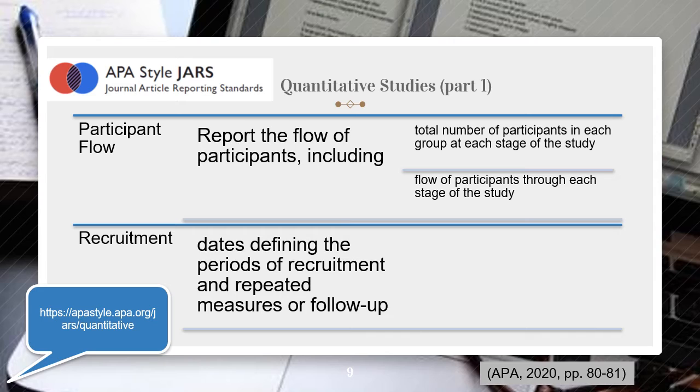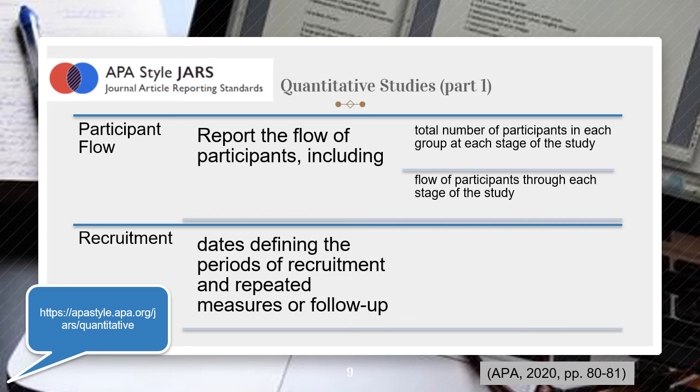One of the things that's essential in your article is to have information about the flow of participants. So how many participants were in each group at each stage of the study? What was the flow of participants through each stage of the study? While this may be in the method section, if there are changes that are meaningful, then you'll want to include them in your results section.